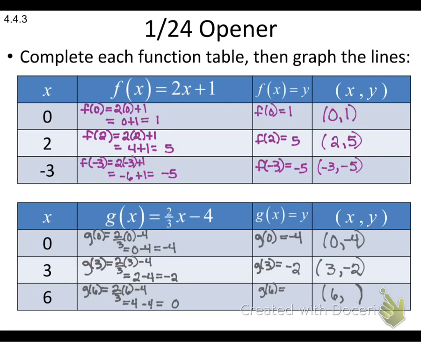I'm blaming you, and I'm blaming me because I wasn't listening all the way. I know you said 0, but you didn't tell me what 2/3 times 6 equaled. You're the teacher. I know. That's the sad part. Okay, so 2/3 times 6 is 4. Then I bring down my minus 4 to equal 0. So my output is 0, meaning my y value is 0.